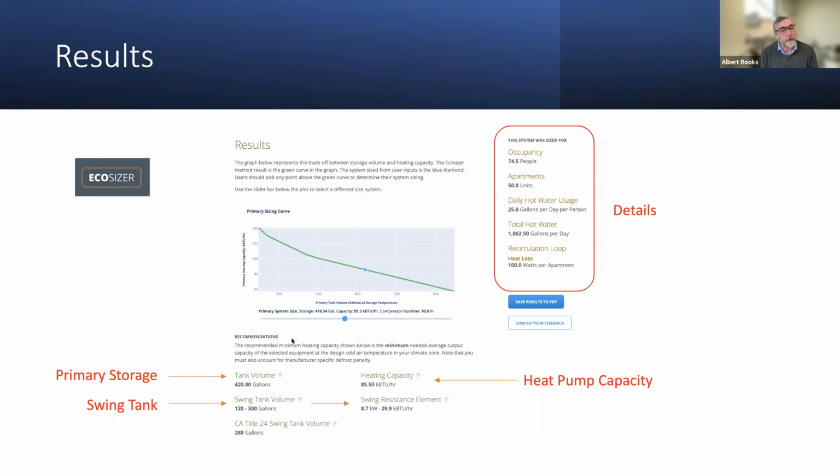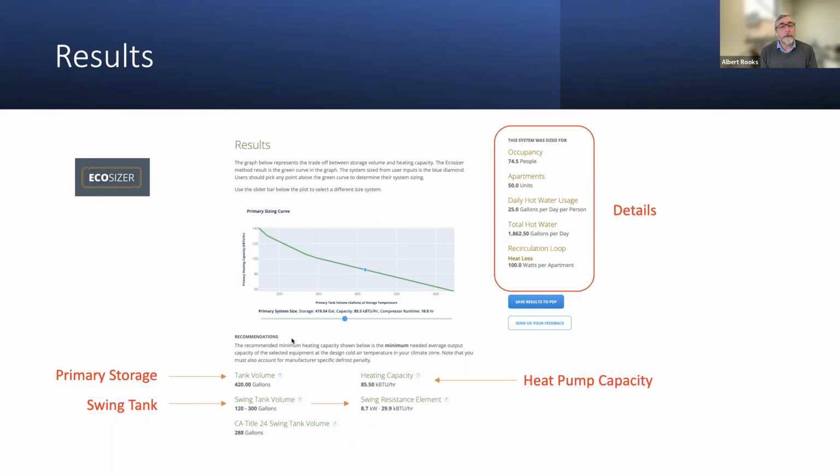And for California Title 24 swing tank volume, it wants to give it on the upsize, because the Title 24 swing tank volume is really all about storing more and having less electric resistance consumption. That's changing a little bit. It's a bit of a fluid relationship, I think.